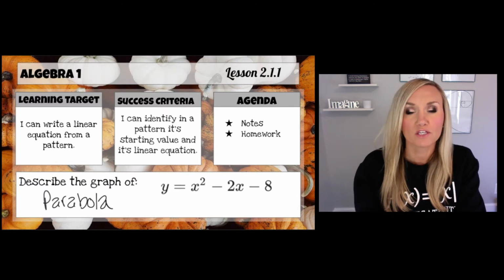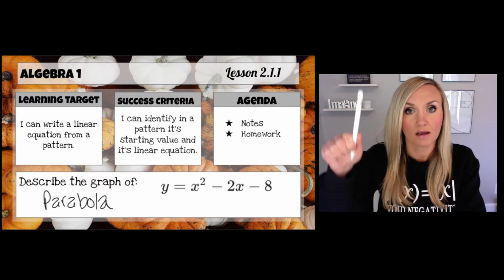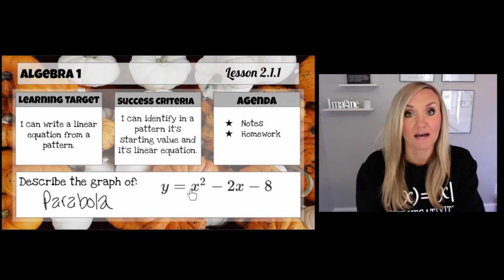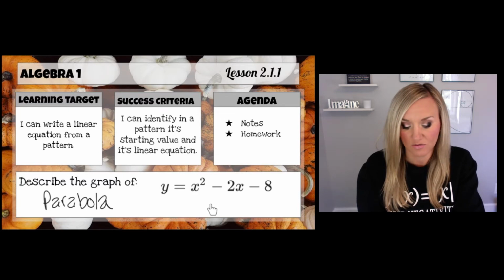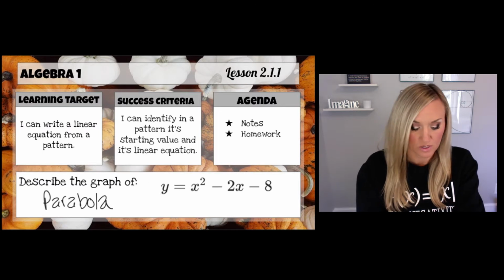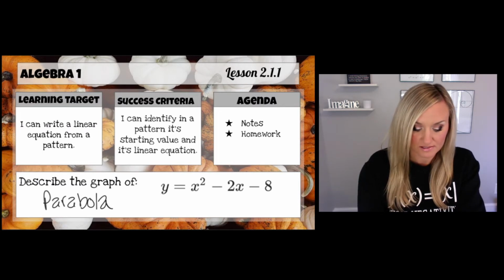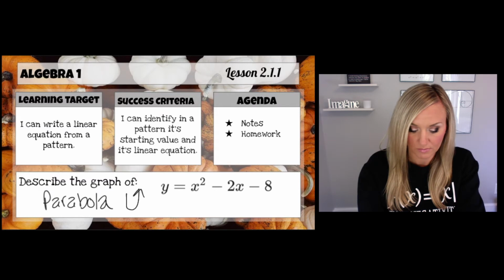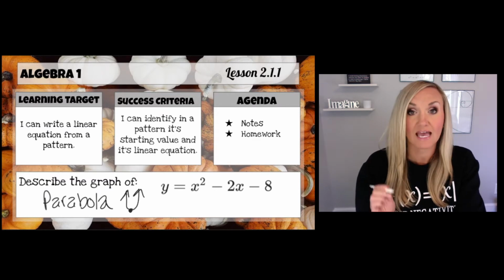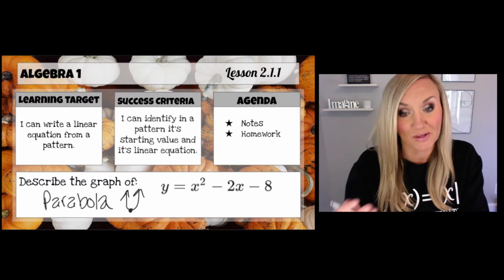And we know that this parabola is going to be opening upward because in front of the x squared is positive. Remember when we had a negative, the parabola or the U-shape graph was going down. So we know it's going to be a positive parabola. And we know that we're going to have a vertex, and we know that vertex is the minimum value.